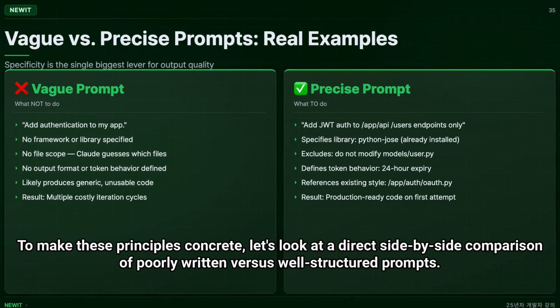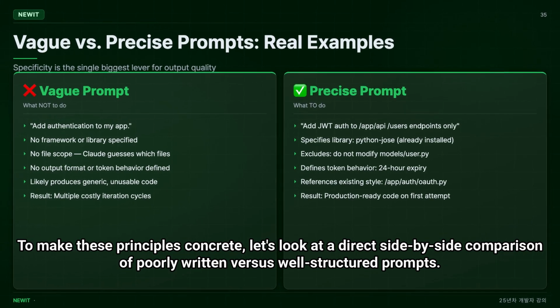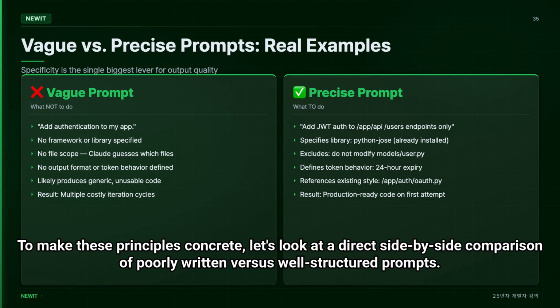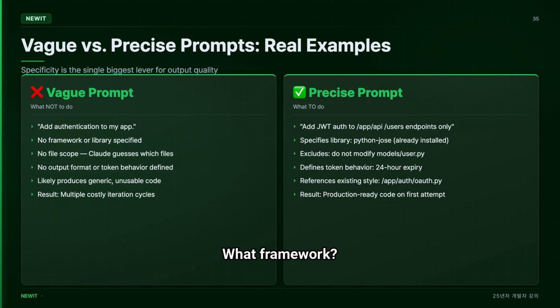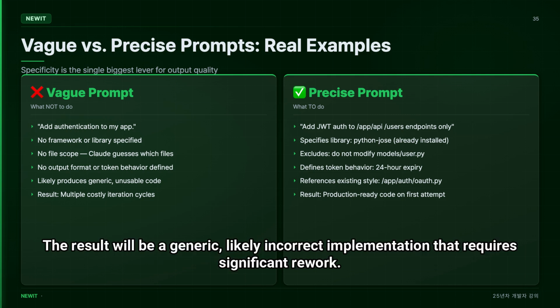To make these principles concrete, let's look at a direct side-by-side comparison of poorly written versus well-structured prompts. On the left, a vague prompt: "Add authentication to my app." This gives Claude almost no useful information. What kind of authentication? Which files? What framework? The result will be a generic, likely incorrect implementation that requires significant rework.